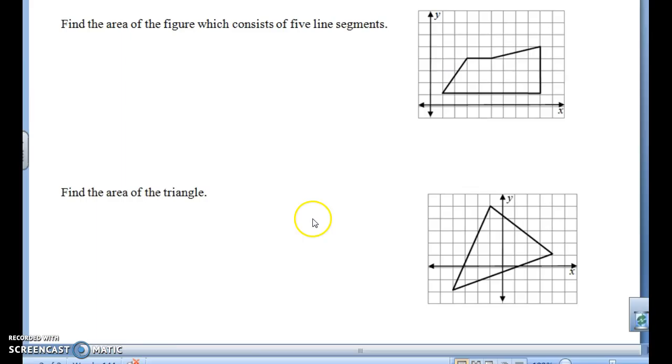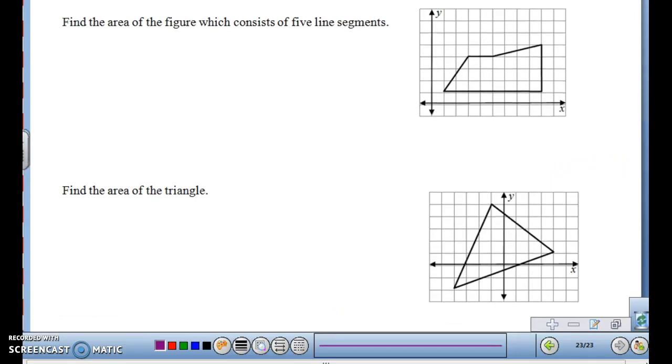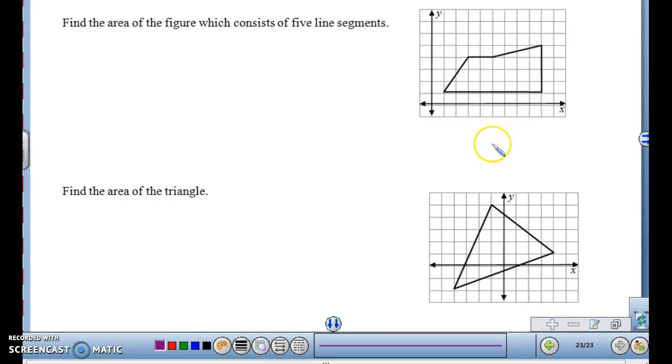Now, it says find the area of the figure which consists of 5 line segments. Now, this isn't any shape that we have. This is some kind of pentagon. We don't know all the lengths of the sides. However, it is made up of shapes that we could find the area of. Well, let's see if we can do a little dividing. The easiest way of dividing this is into different shapes. So I'm going to draw this line in right here, and I'm going to create a trapezoid and a triangle, because I have formulas for trapezoid and triangle.